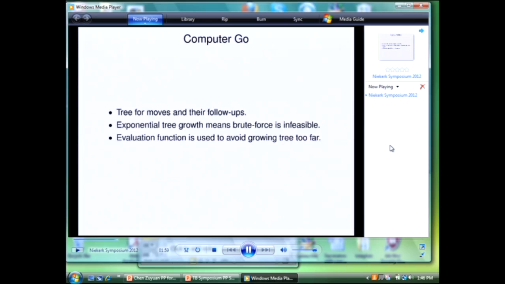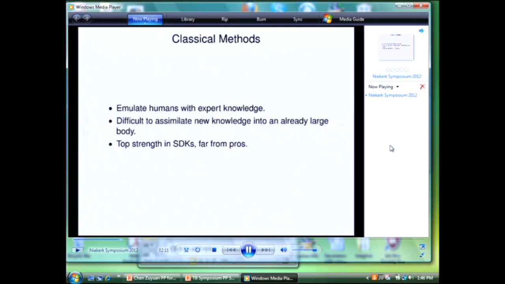This typically means relying on some sort of evaluation function to determine which position is more favorable at the end of possible sequences, forming the leaves of a tree. This tree only looks a number of moves ahead and not right to the end of the game.